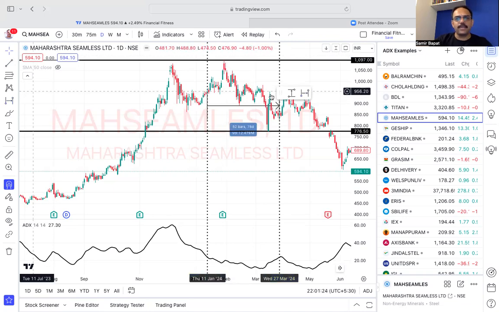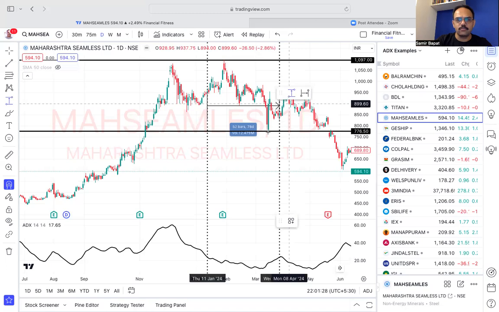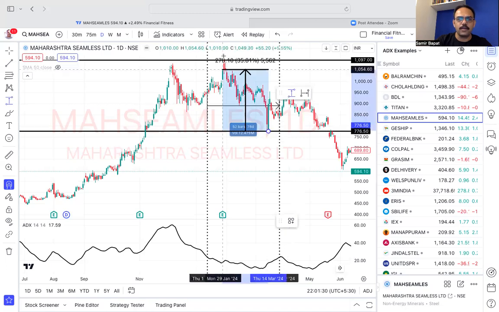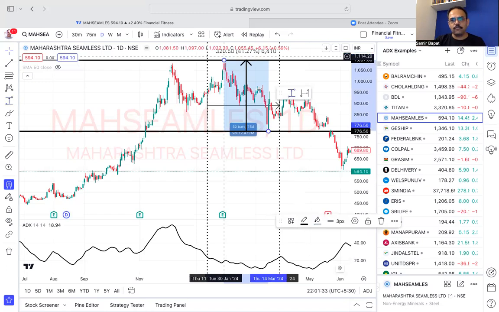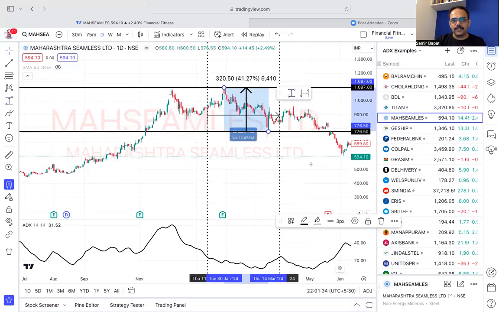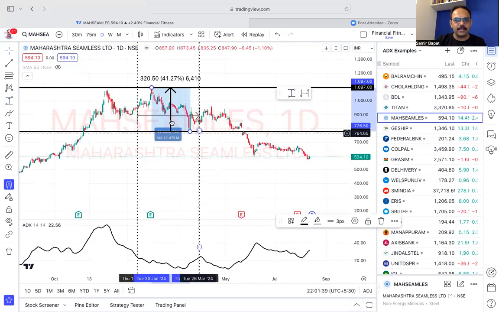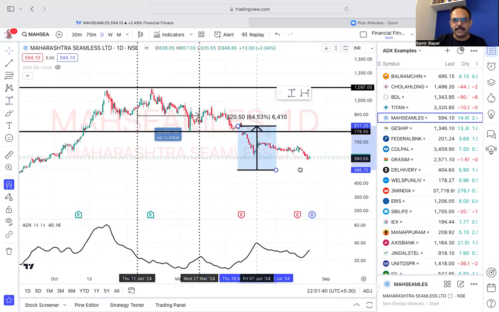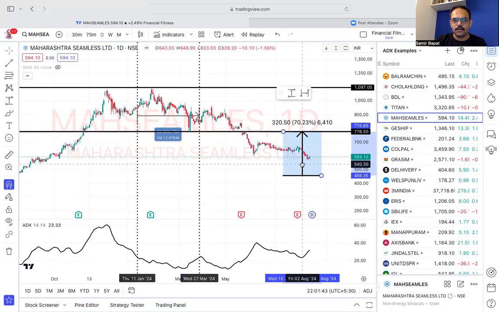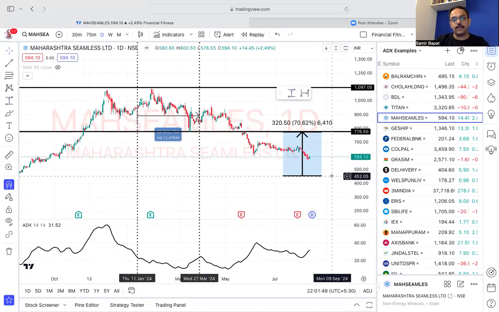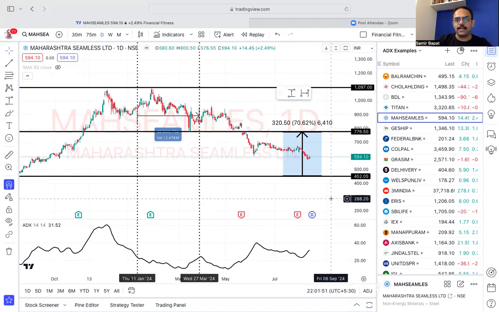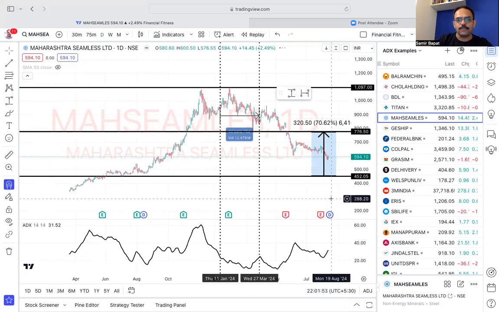Okay, now we have this Maharashtra Seamless. It is falling as of now. So let's see how far it will fall. It is likely to fall by 320 points. If we go here, has it gone down by 320 points? Let's see. If we keep it here, it has still not gone down by 320 points. So this will be interesting for everyone to observe. With Maharashtra Seamless, you can observe whether it will fall till 452 or not.